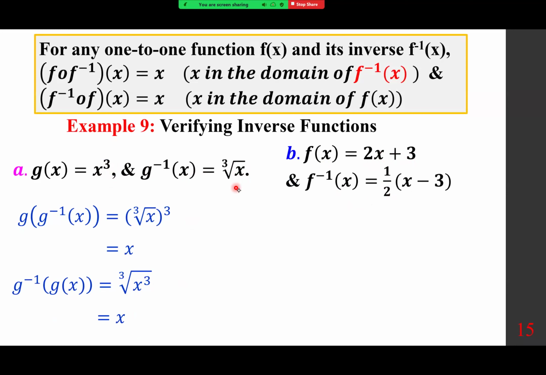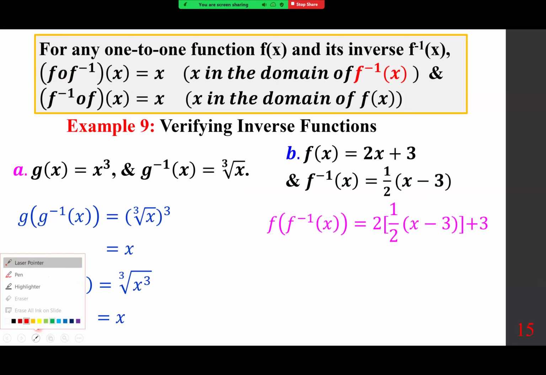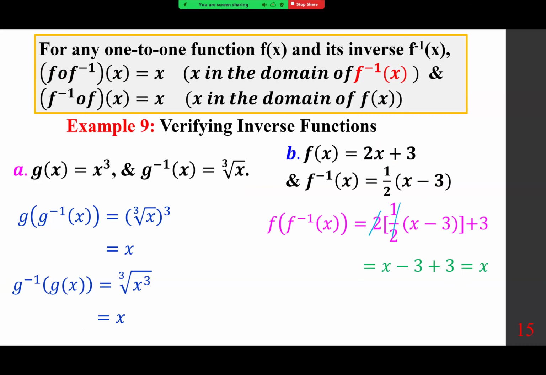So if we look at f of f inverse, that means replace this x with this expression, half of x minus 3. When you do that, clearly, 2 and one half cancel each other. We get x minus 3 plus 3, which is x. So that proves it.